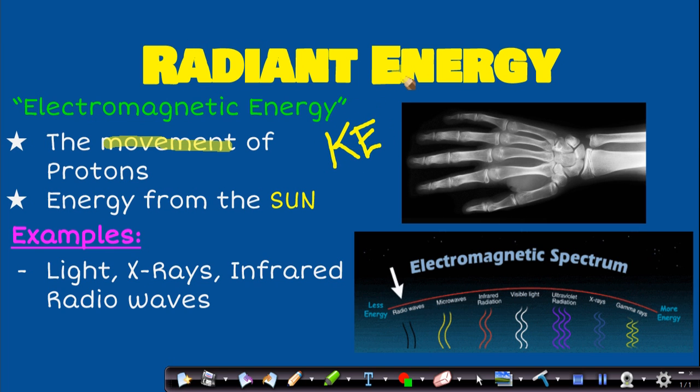We get our radiant energy from the sun. Radiant energy can be found on what's called the electromagnetic spectrum, ranging from radio waves to gamma rays. And examples include light, X-rays, which allows you to see your bones, infrared, which we see as heat, and radio waves.